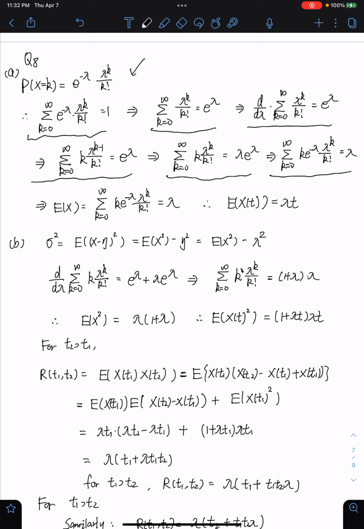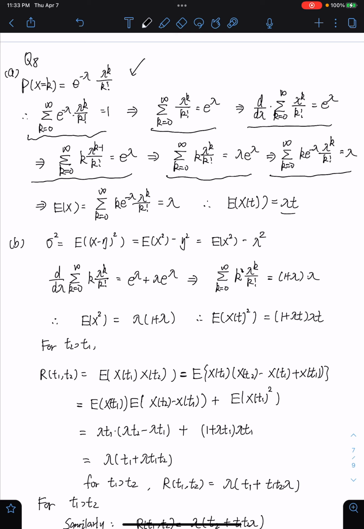These functions show that the expectation of X should equal lambda, and since in this question we have lambda t, we simply replace lambda with lambda t, and we get that the expectation of X(t) is lambda t.